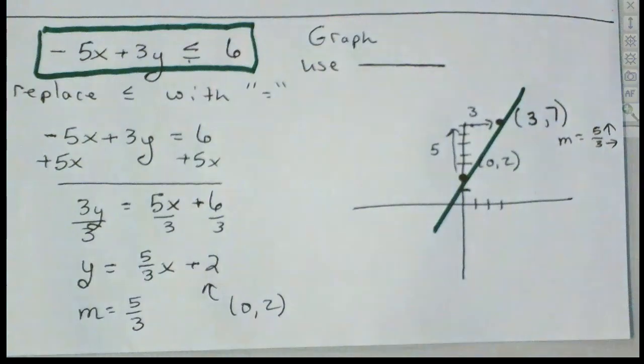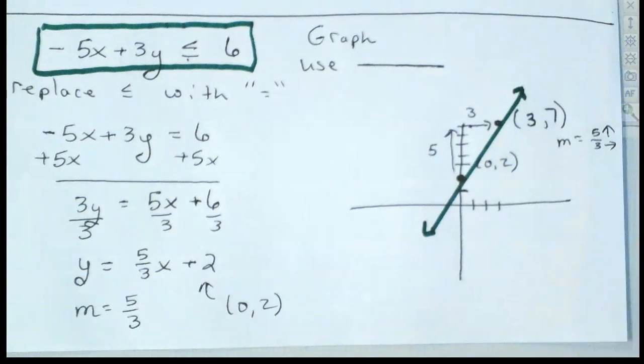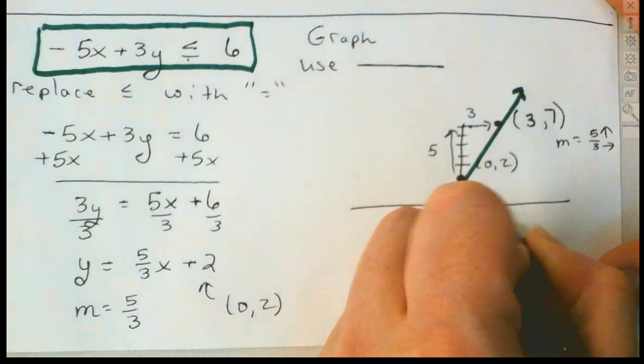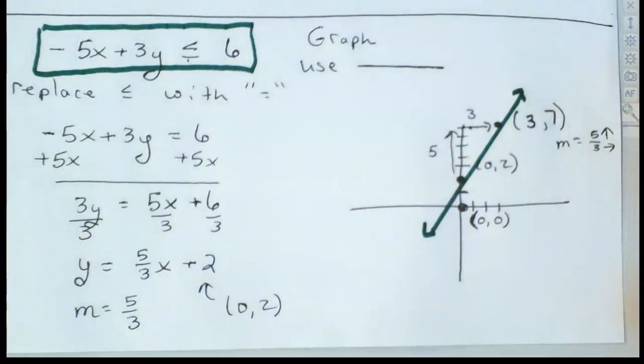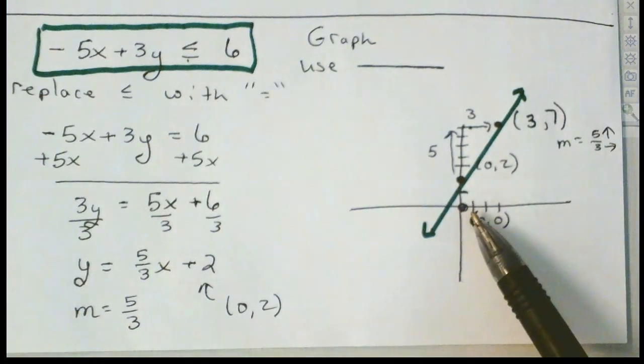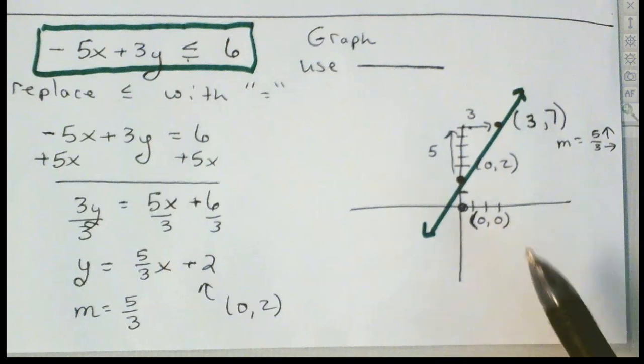And we are not done yet. We still have to check. We've got that. We need to check 0, 0. 0, 0 is right there. 0, 0 is clearly below the graph. So you have to pick a point that is not on that green line. And the easiest point to usually pick is 0, 0. So we're now going to use and check 0, 0.